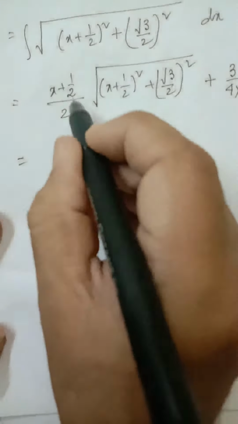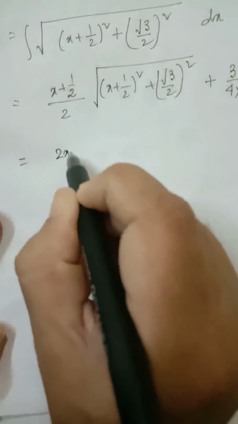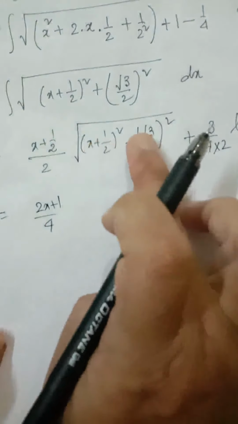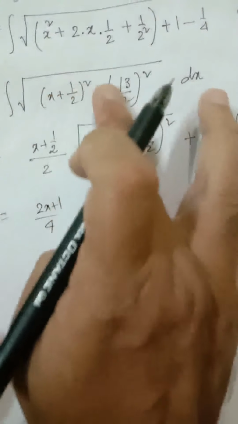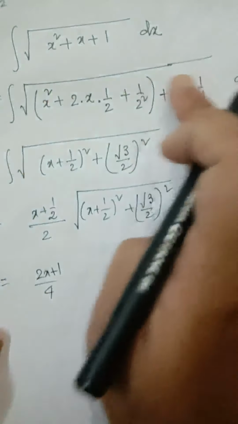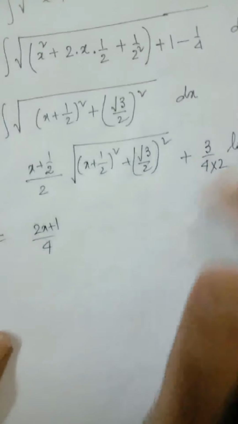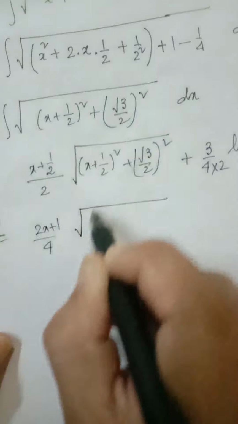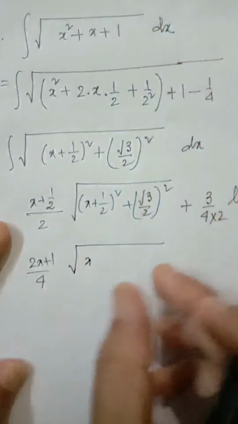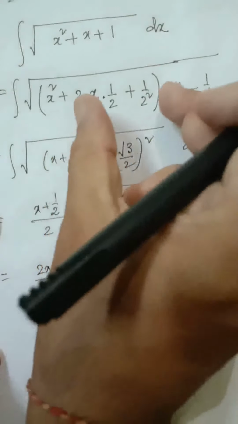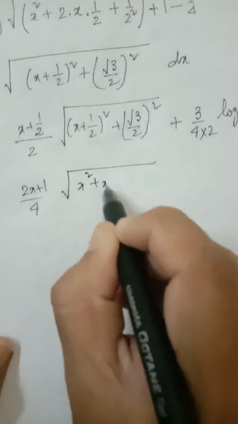Next, this will be 2x plus 1 by 4. Now you can see this is equal to this, and this is equal to this. So ultimately this is equal to root over x square plus x plus 1. You can simplify also, we will get this.